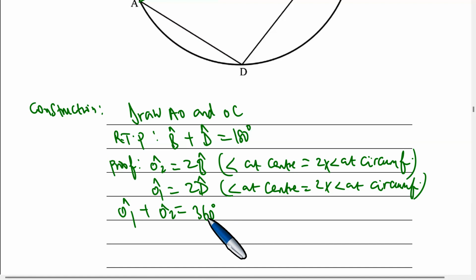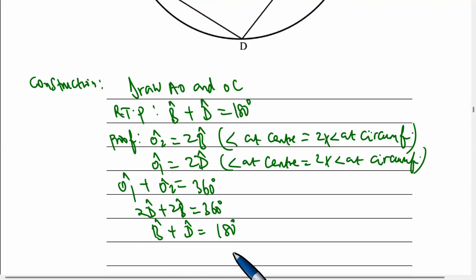Okay, so we continue. Which means that we have here O1 is twice D, O2 is twice B, 360 degrees. Which means B plus D, you divide through by 2 and you get 180 degrees. So obviously we have been able to prove that angle B plus angle D is 180 degrees.